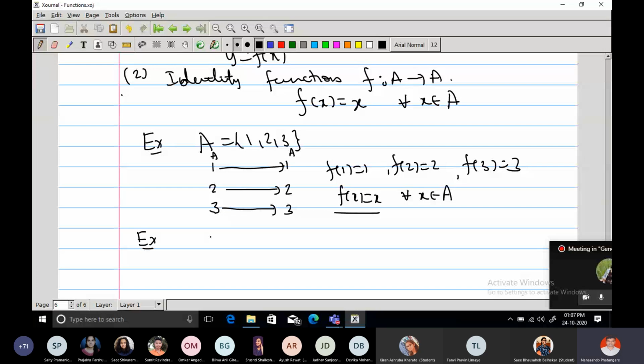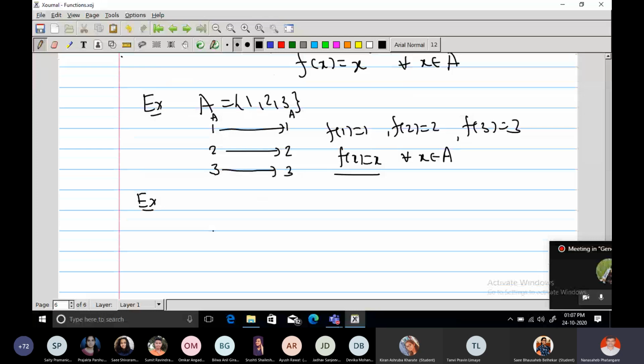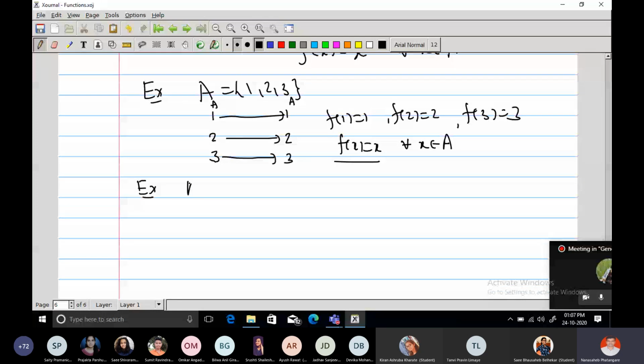So if we define A as the set of natural numbers, and if I define f(n) = n for all n in N, then this is clearly the identity function.